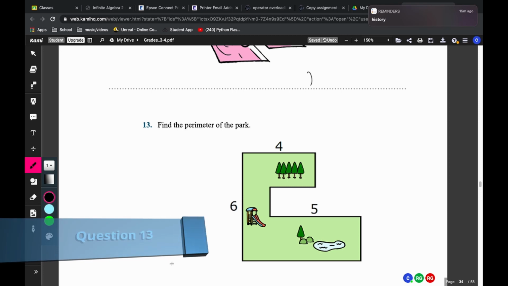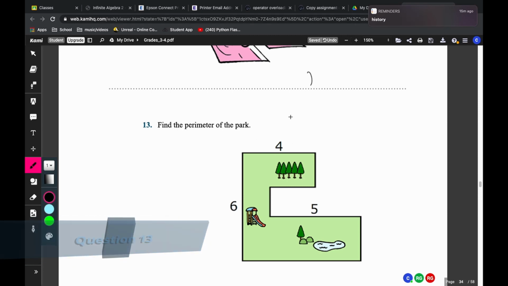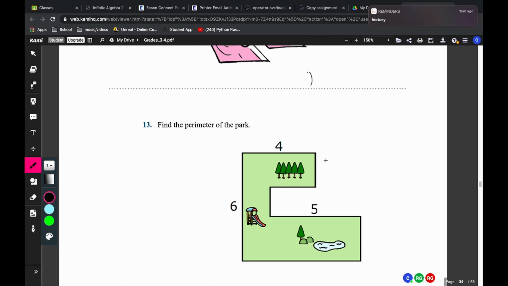Okay, moving on to number 13. Find the perimeter of the park. This actually seems pretty hard, but it's really easy. This is a 4 right here, this is a 6, and this is a 5. First, we would need one of these sides, and then we would easily get the answer. Well, guess what? We already basically know this side.